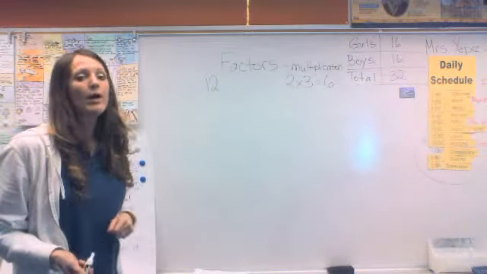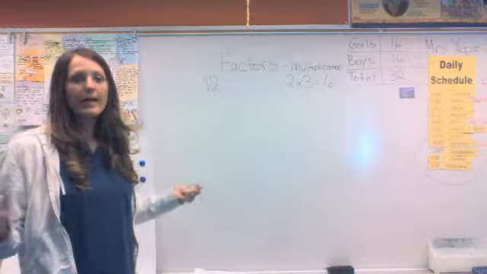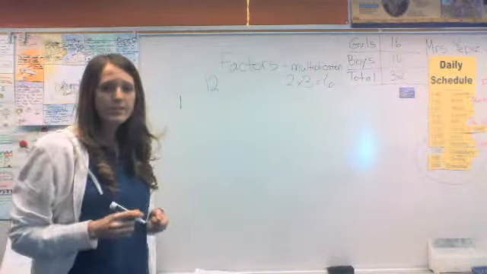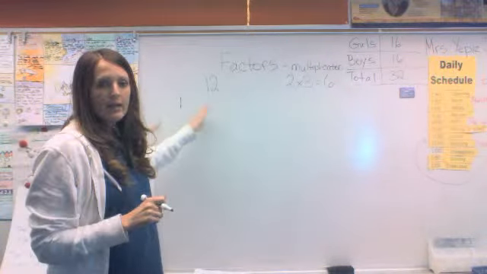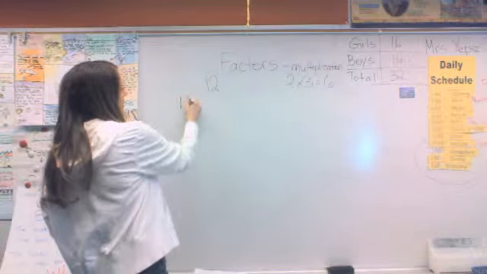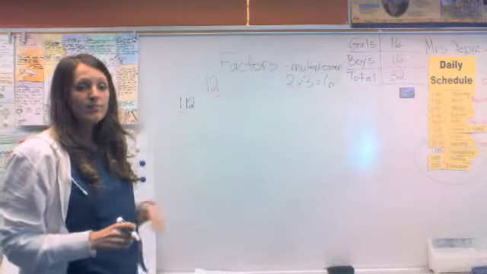So if I'm doing 12, what's a good place to start? Start at the very beginning. Start with 1. 1 is always a factor of a number. Any number that you can think of, 1 times itself is that number. So my first factor pair is 1 and 12. 1 times 12 gives me 12.